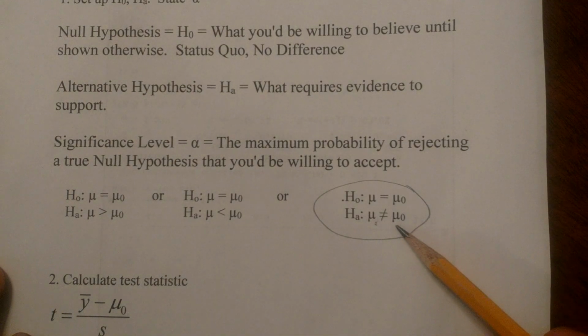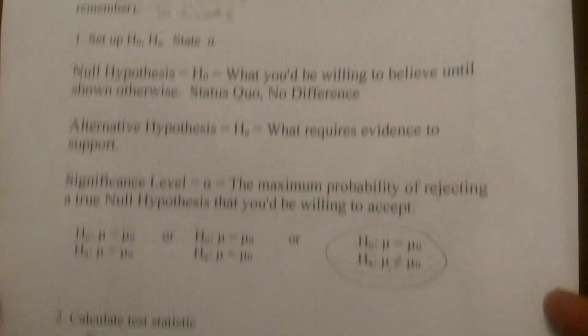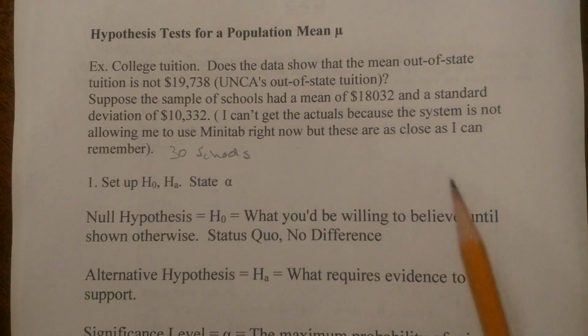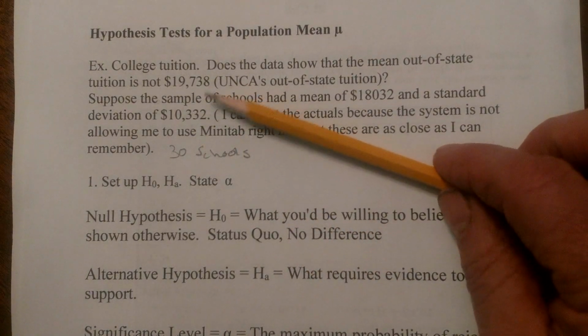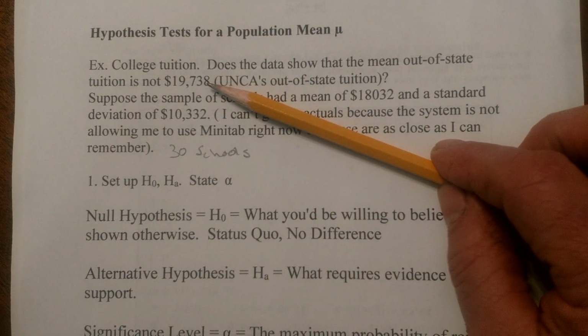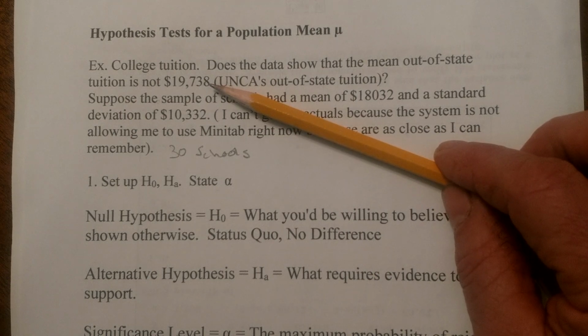The mu sub 0, or sometimes known as mu naught, is the hypothesized mean. That's the status quo mean. That's what you're trying to compare it to. That's what you think it might be until you're shown otherwise. And that's always given in the wording in the problem. In this case, the null hypothesis is the number that we're comparing the mean out-of-state tuition to, UNCA's tuition, 19,738.